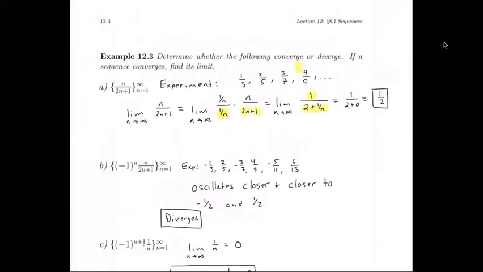Okay, now the limit as n goes to infinity of this is driving this 1 over n term to 0, and it's leaving these two constants with respect to n as 1 and 2. So this limit really goes to 1 over 2 plus 0, and then that's just 1/2.